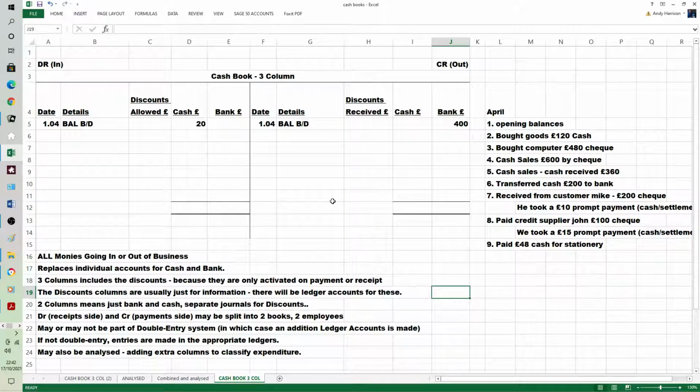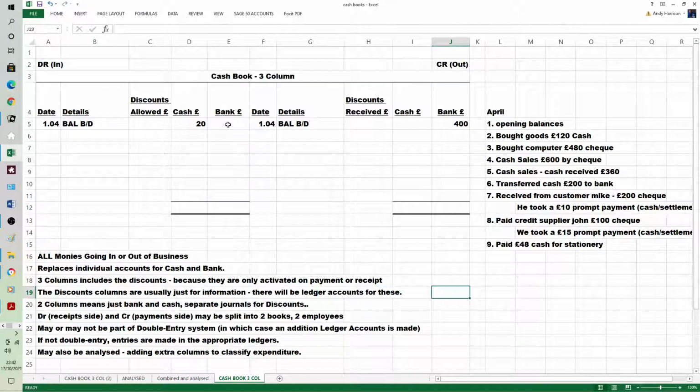This version is a 3-column, and what's actually happened is we've got discounts allowed on the debit side, discounts received on the credit side. They're memorandum accounts only, they're just for information. We still have to post to our discounts allowed and discounts received, even if our cash book is part of the double entry. Whereas with the cash and bank, if it's part of the double entry, those are our debit entries, those are our credit entries.